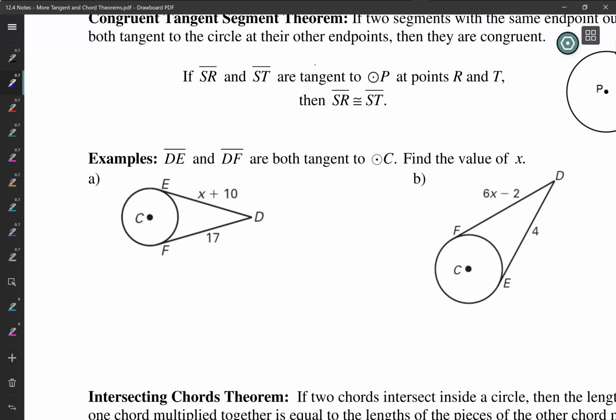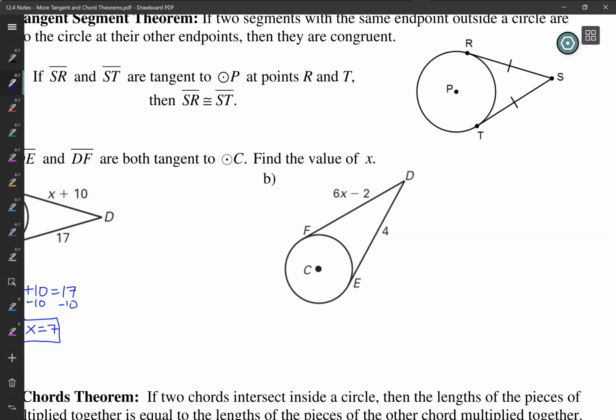So here, x plus 10 is equal to 17. If that side is 17 units long, well, that one also has to be 17 units long. The ice cream wouldn't stay in the cone if the two sides weren't the same length. So subtract 10 from both sides, you get x equals 7. Ta-da!